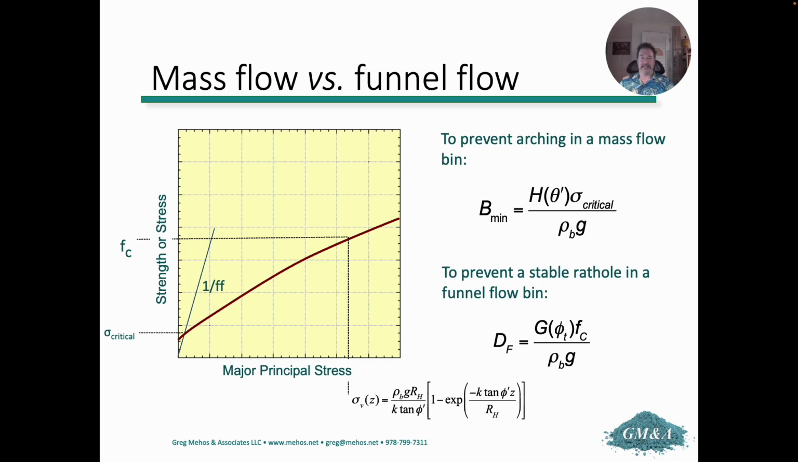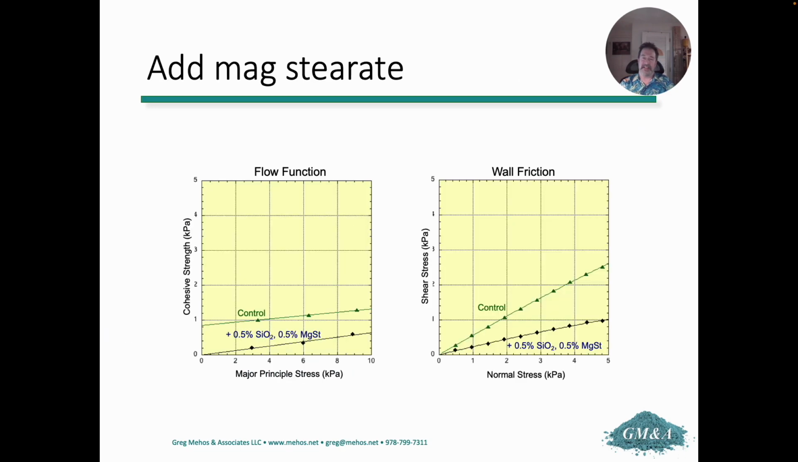The required outlet size to prevent a flow obstruction, that is an arch, can be rather small. Whereas if you have funnel flow, the size of a hopper outlet required to prevent a stable rat hole from developing, if your material is cohesive, it can be bigger than Kim Kardashian's ass. So more often than not, you want to have mass flow. But fortunately, we have one more lever.